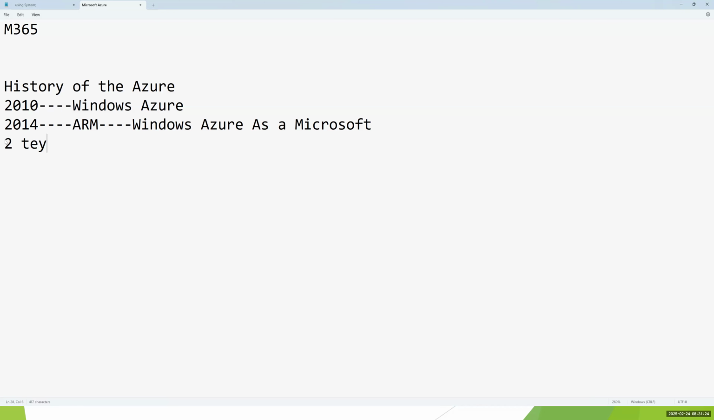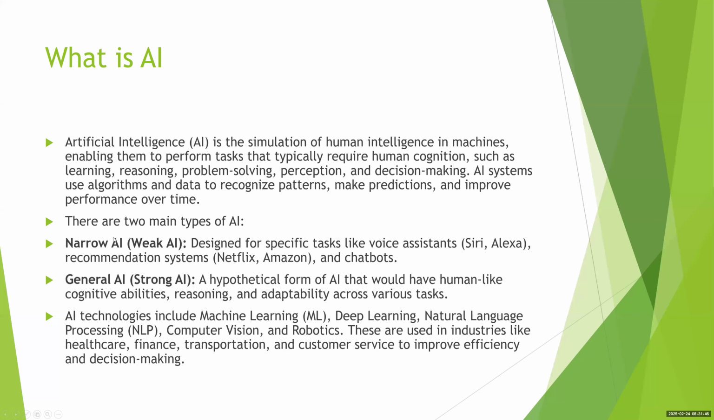What are the two types of AI? One is weak AI, the other one is strong AI. Weak AI we can also call narrow AI, and strong AI we can also call general AI. Weak AI is designed for specific tasks, for voice assistance.